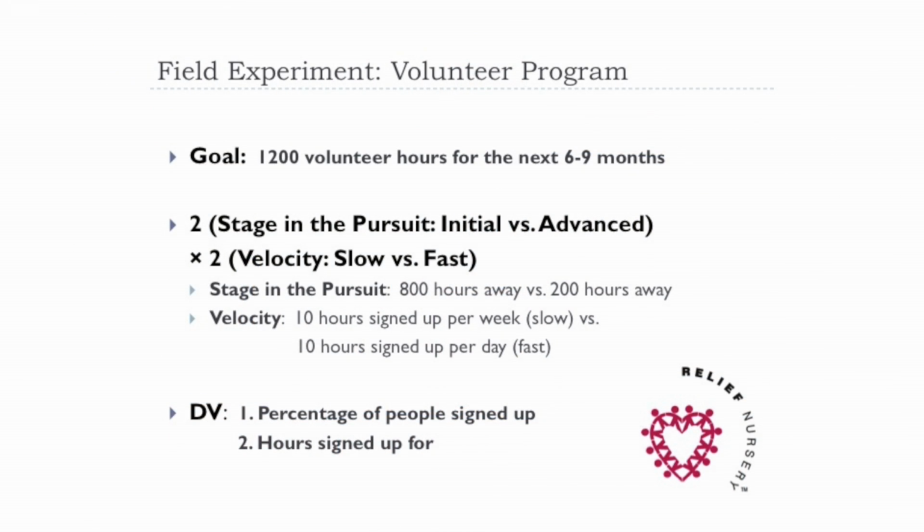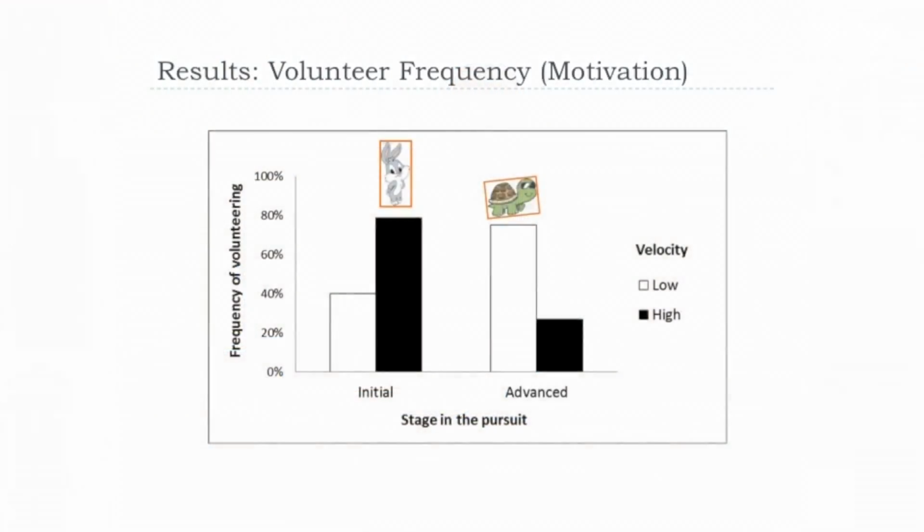Also, we tell them that we are either getting 10 hours signed up every week, which is very slow for an organization of this size, or we are getting 10 hours signed up every day, which is very fast. So in the early stage, we have fast and slow, and in the advanced stage, we also have fast and slow. And we want to see what works better. What we measure is the percentage of people who actually signed up to help this organization, and also the hours they're willing to commit to.